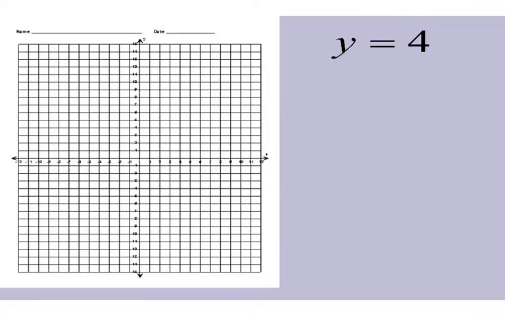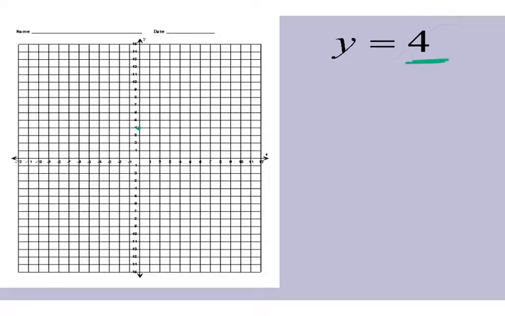So what happens if it's just y equals 4? Is there any slope? There is a 0 slope, right? So I have a y-intercept, which is 4. And so what I'm going to do is this. I'm going to go to 4, 1, 2, 3, 4, and I'm going to plot my line.